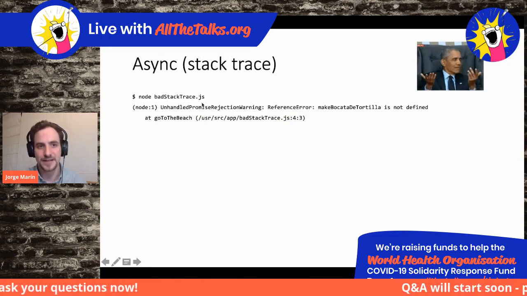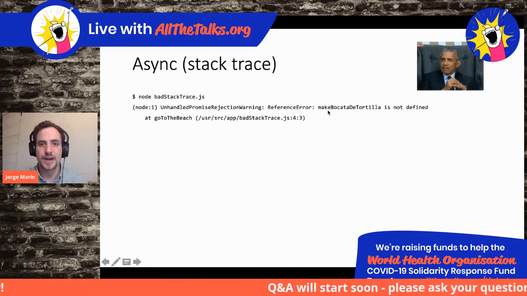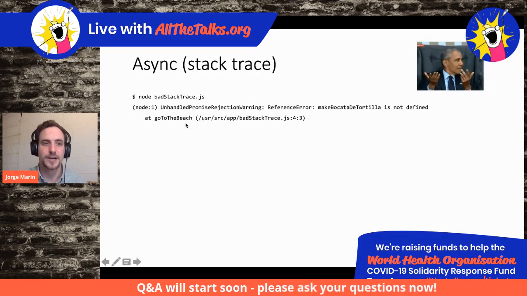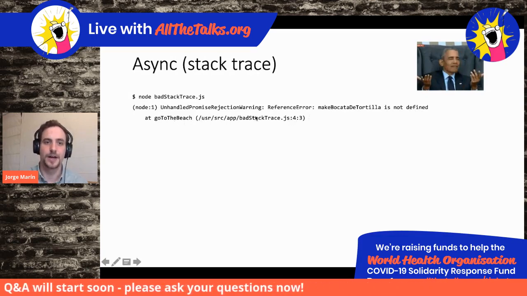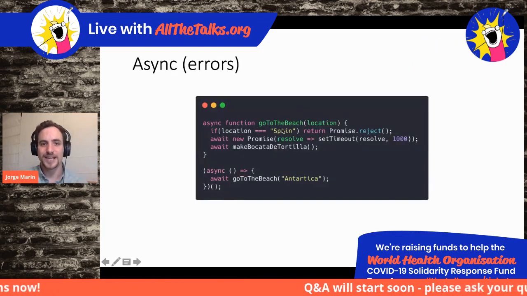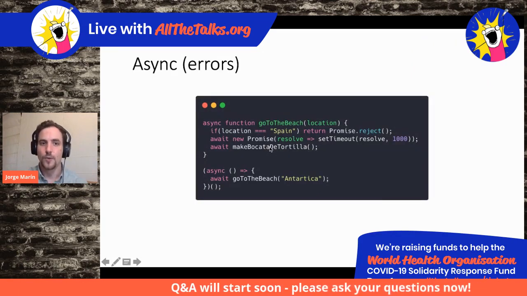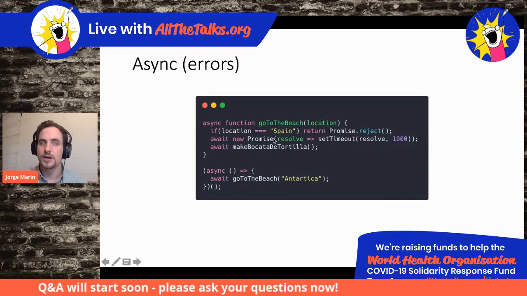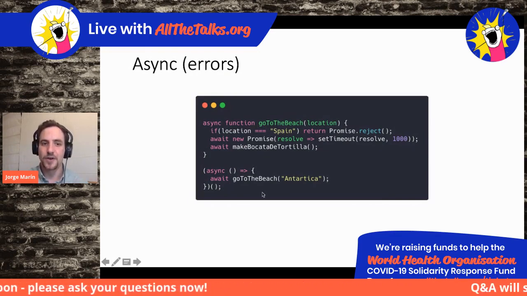When we execute it, in the stack trace we get ReferenceError: makeBocataDeTortilla is not defined at goToTheBeach, and the stack trace line 4. So it's telling us, okay, makeBocataDeTortilla, the code that failed, was inside the go to the beach function, but I don't know anything else. I don't know when it was called.